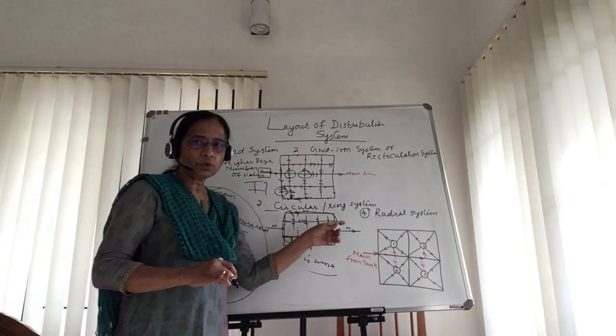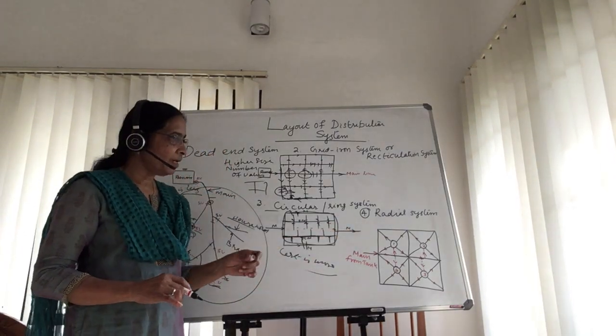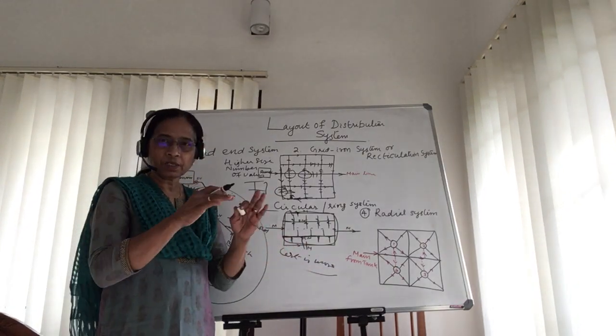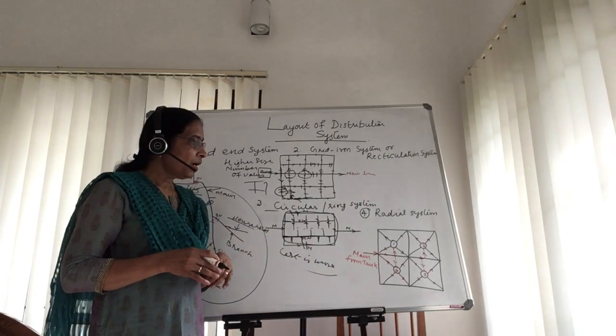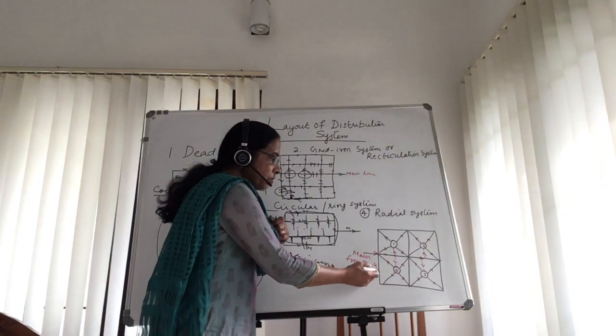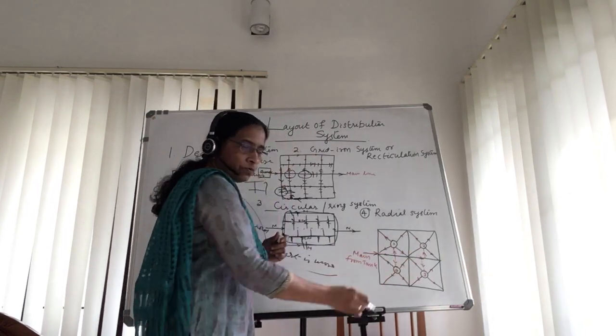Now coming to the fourth one, that is the radial system. Here you can see that the city is a closed city, and here the city is divided into zones. The city is divided into different zones, say zone number 1, zone 2, zone 3 and zone 4.